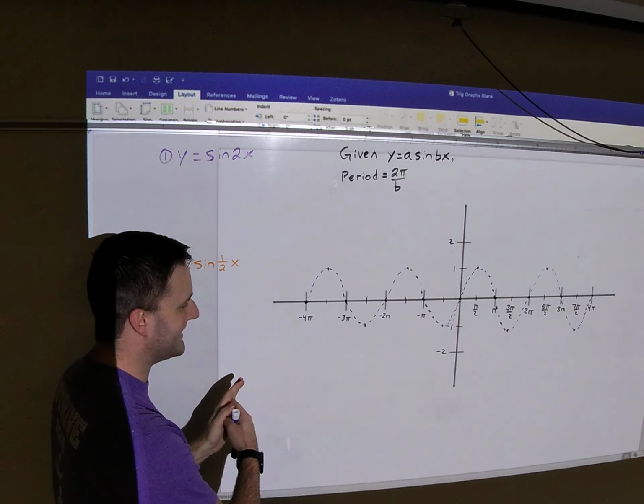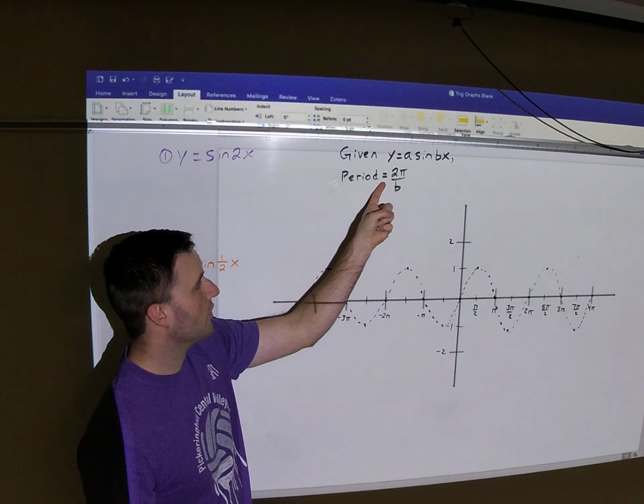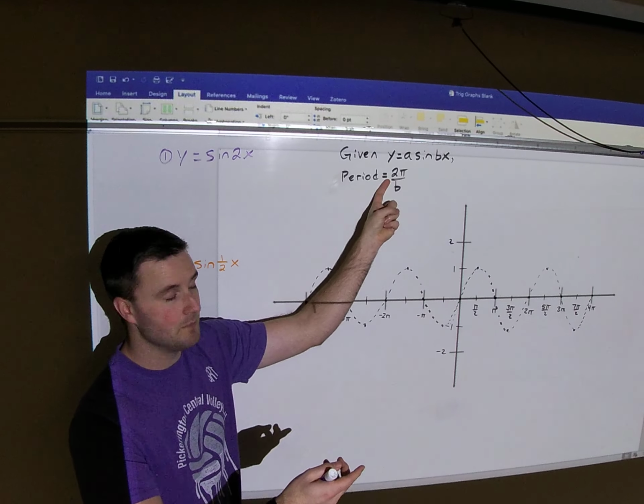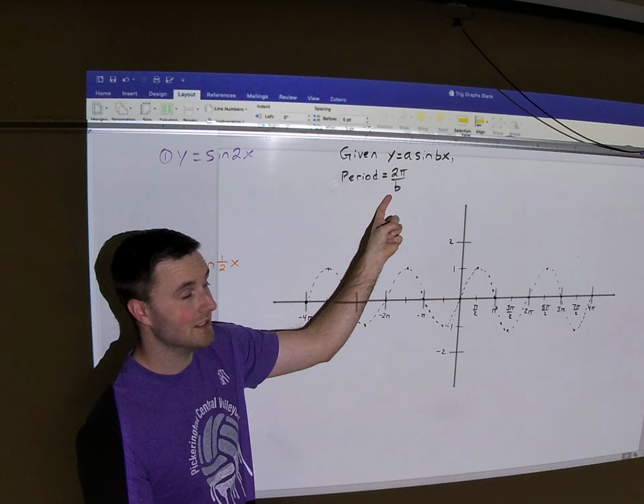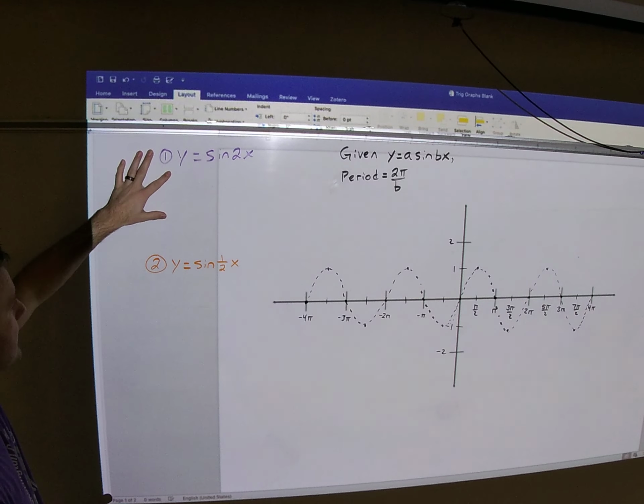to find the period change, so the distance that we start to repeat the pattern, we can use this formula: 2 pi, one time around the circle, divided by whatever that number is attached to our x or our theta. So let's take a look at number 1.